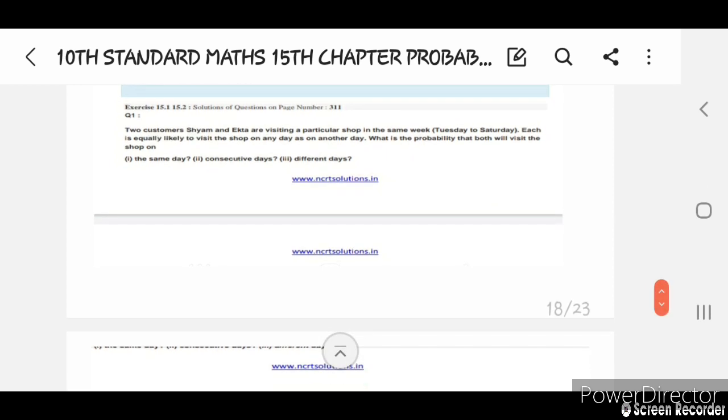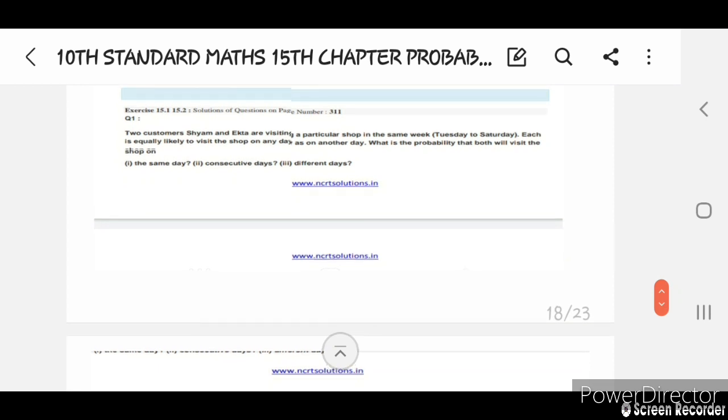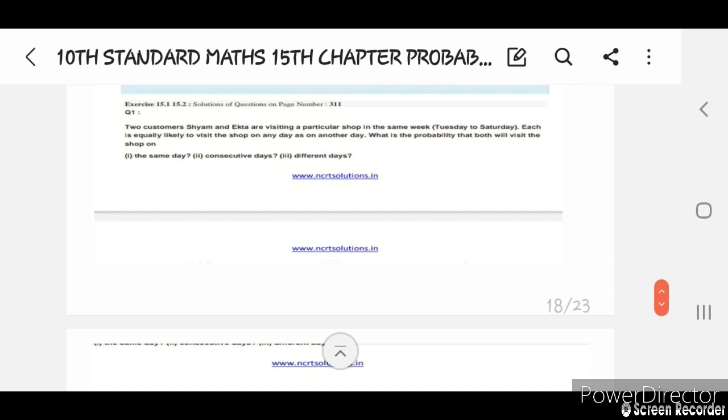In 15.2, in the first question they have asked: two customers were there. One person's name is Shyam, and another one is a girl, her name is Ekta. They have visited some shop in the same week, Tuesday to Saturday, in any week, on any day they have visited.